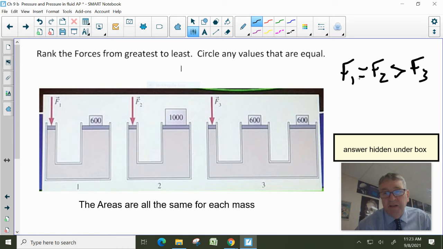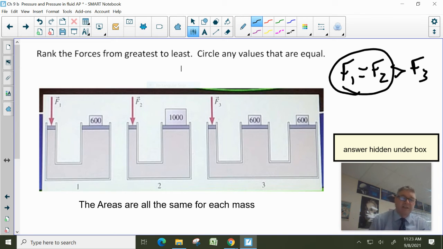What I normally do with kids is I say circle things that are equal. Sometimes that equal sign is tough to read, so I prefer if you circle things that are equal. So again, stop the video, take a look at that. You may want to draw it in your notes, and then come up with an answer and talk to your friends, and we'll discuss it very briefly in class when we get back.